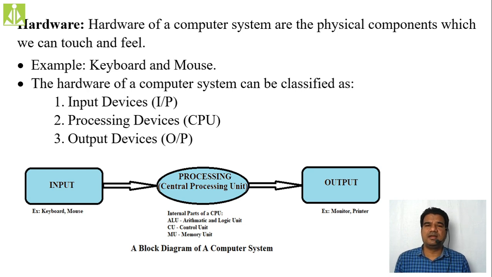How these three hardware components are connected together, I have shown with the help of this simple diagram. On one side we have input devices, from where the input will flow towards the processing unit. This is my processing unit and these are my input devices. These input devices give the input to the central processing unit, or simply the processing unit. What this processing unit will do is process my input.